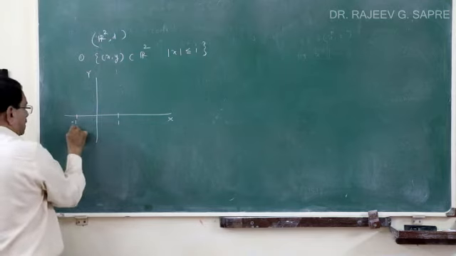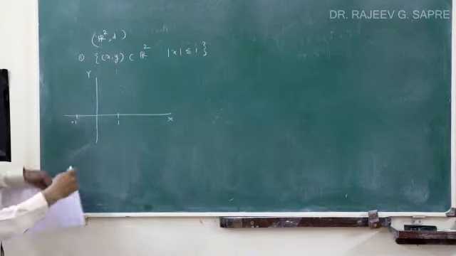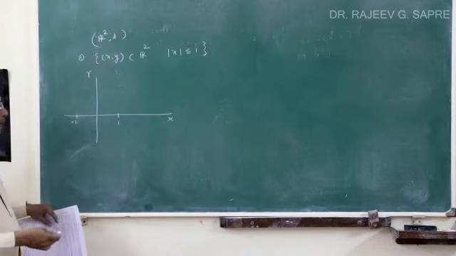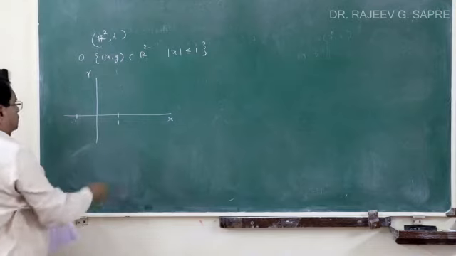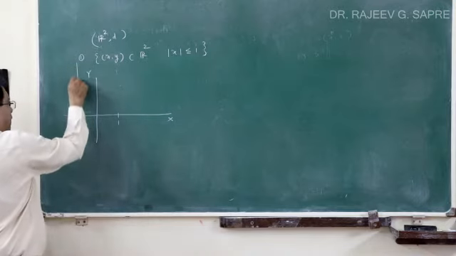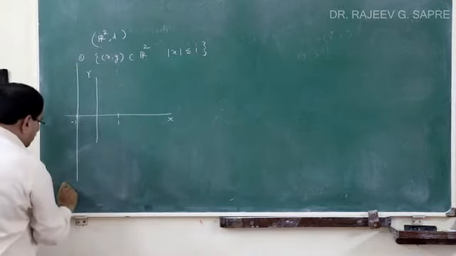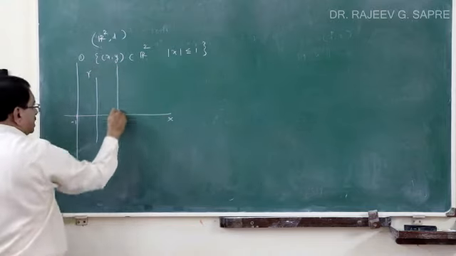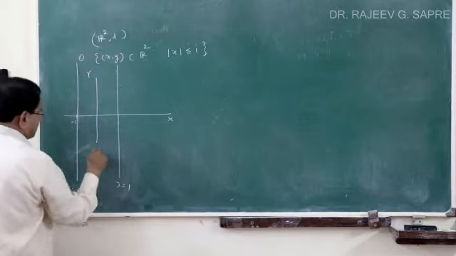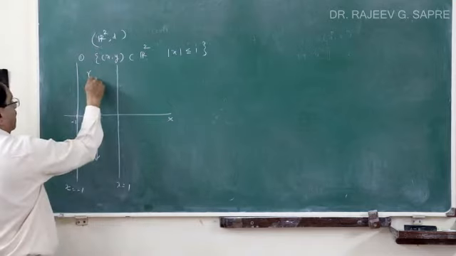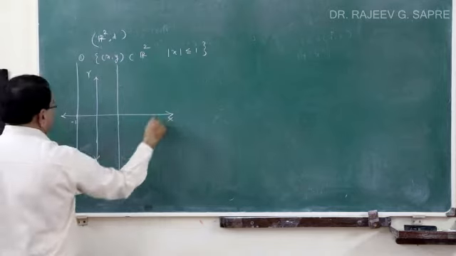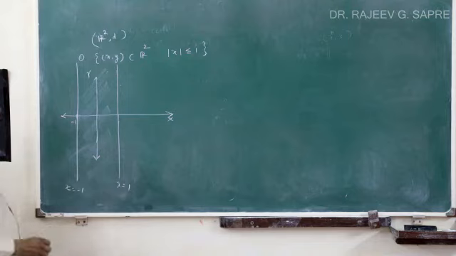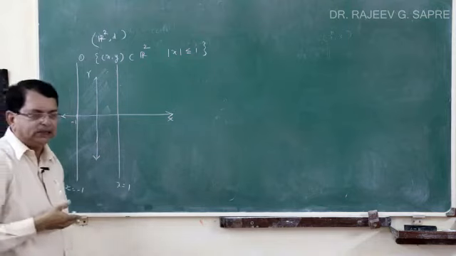Any of these from minus 1 to plus 1 when I take, and any number between them, then mod x is less than 1. And there is no restriction on y. So y can be anywhere. So if I draw a line parallel to the y axis here, this is the line x is equal to minus 1, and this is the line x is equal to plus 1. This is the y axis and this is your x axis. So this is the set, mod x is less than or equal to 1. Is it bounded?